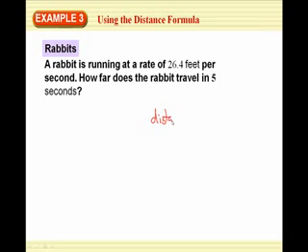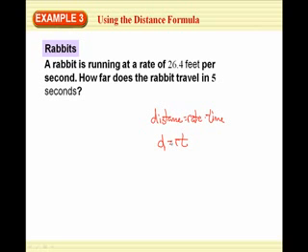Distance equals rate times time, and it's usually D equals RT. So the distance is usually how far something travels. The rate is how fast. It's like per second, per minute, per mile, per hour. The time is how long. So we see this example number 3.